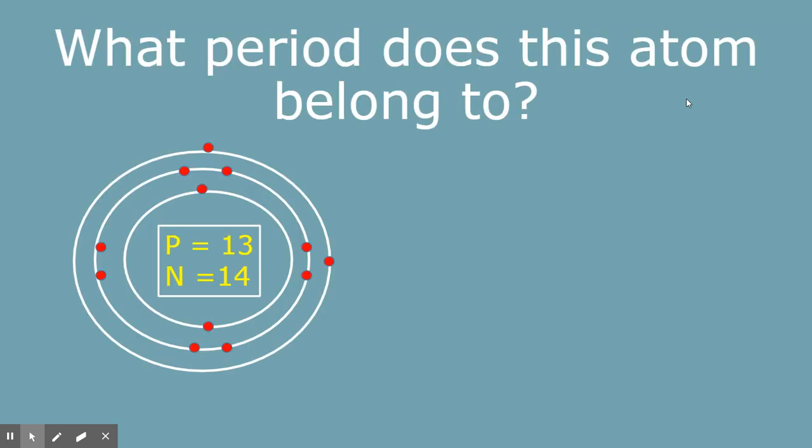So we can tell what period this element belongs in simply by counting the number of energy levels it has. So it has 1, 2, 3 energy levels. That would put it in period number 3. This element is aluminum, atomic number 13.